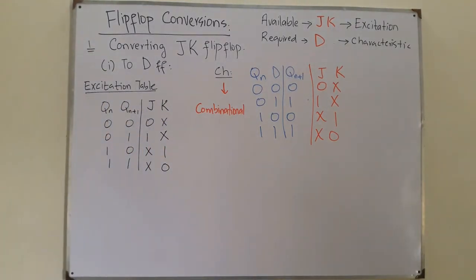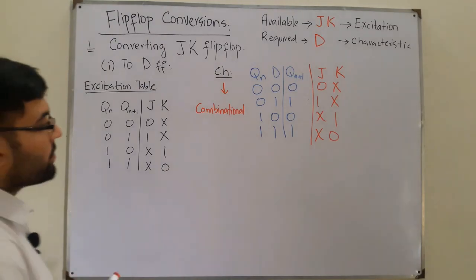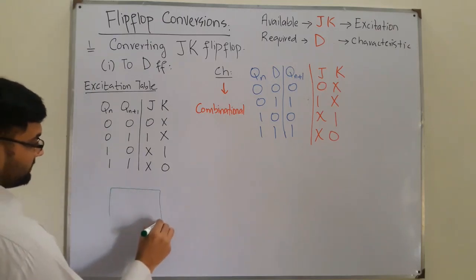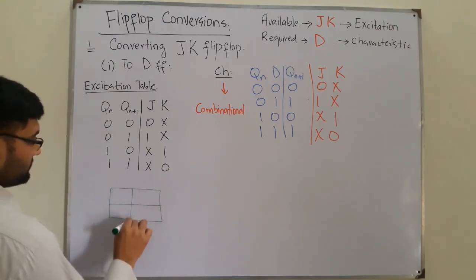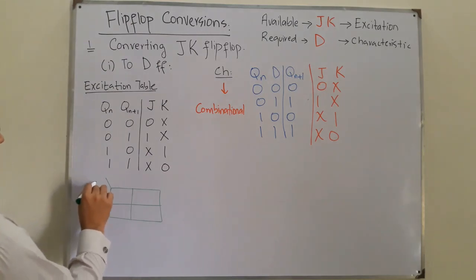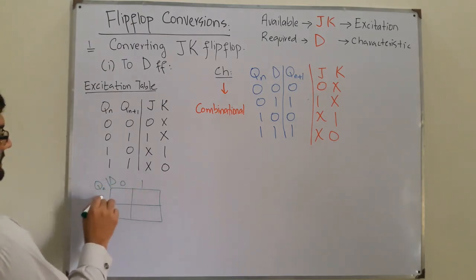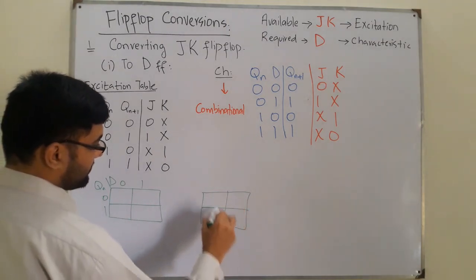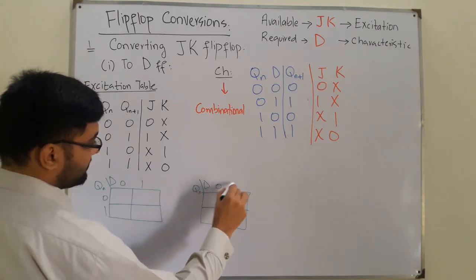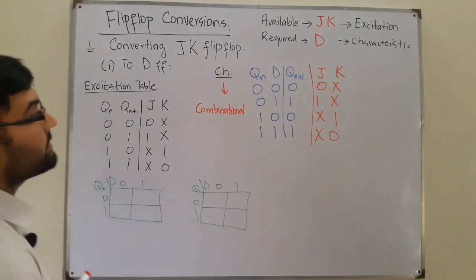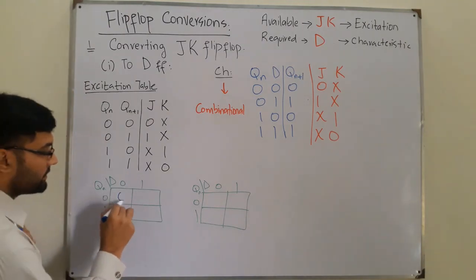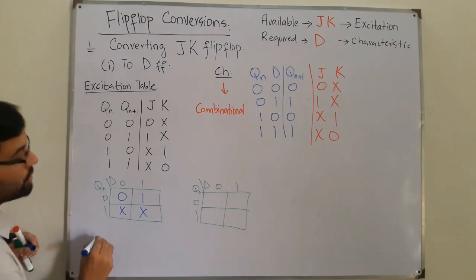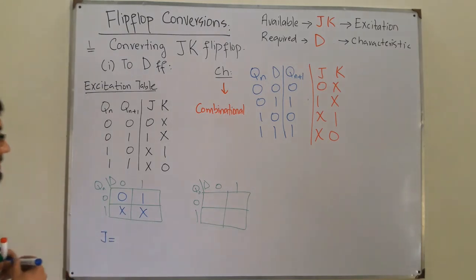Now we solve it for J and for K with the help of what? With the help of K maps. So let's say this is for J over here. This is Qn, this is D, 0, 1, 0, 1. And similarly over here, Qn, D, 0, 1, 0, and 1. Now if you fill it, you have a 0, 1 and don't care, 0, 1, don't care and don't care. Which means now the value of J would be equal to what?